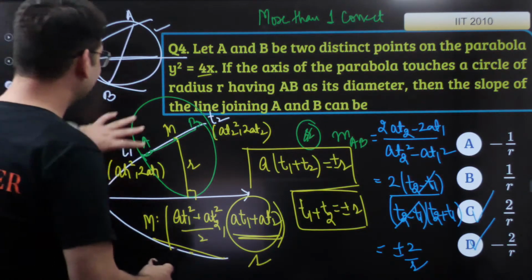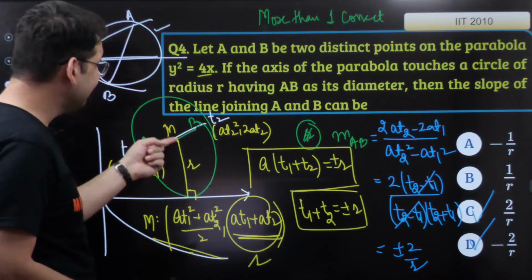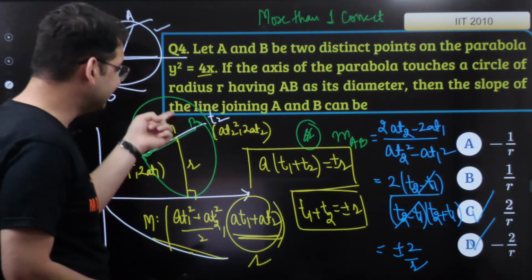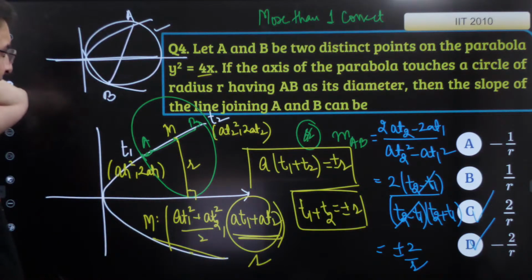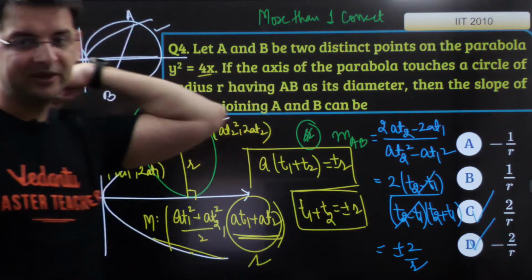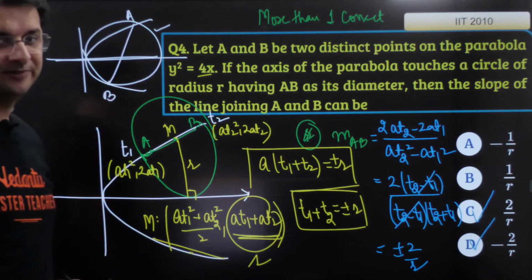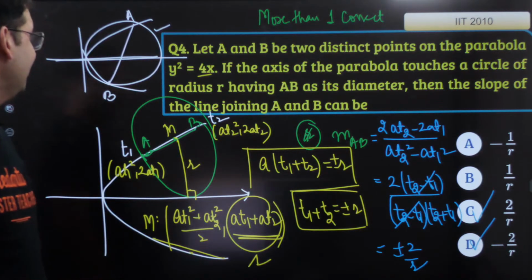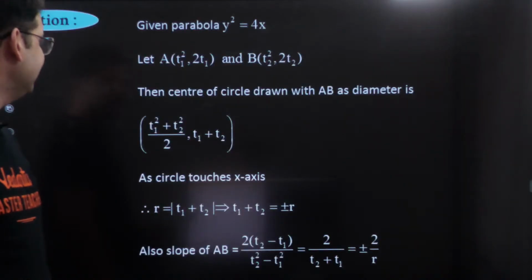So if there's a line which touches this axis, the y coordinate of the center is going to be the radius. So C and D are going to be the correct answer to this. Got it? Alright. Moving on, next question is this.